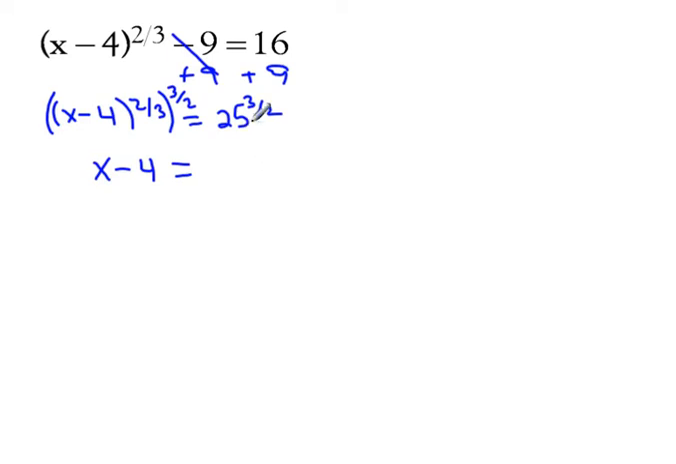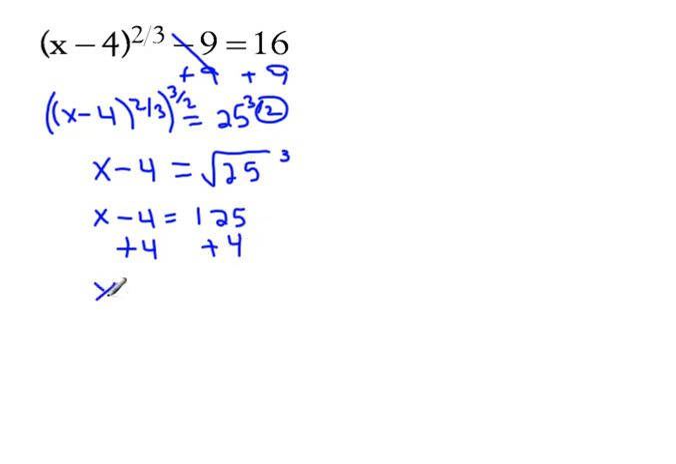Now I'm going to have to do a little thinking. Remember, this number in the bottom of the fraction is your index, so this means square root of 25 to the 3rd. So I really have x minus 4 equals the square root of 25 is 5. 5 to the 3rd is 125. Now to get x by itself, I just add 4 to both sides. So x ends up being 129.